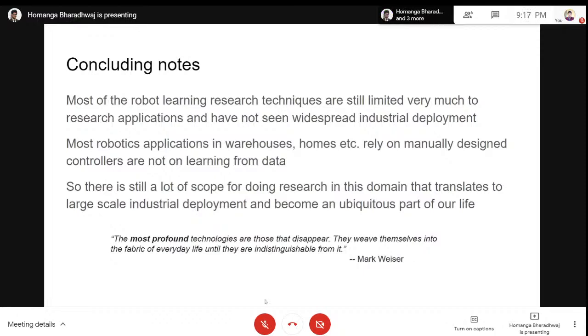And this is a quote by Mark Weiser, who is one of the pioneers of ubiquitous computing. He said that the most profound technologies are those that disappear. They weave themselves into the fabric of everyday life until they're indistinguishable from it. So that is where I'll conclude with the research part of the talk.